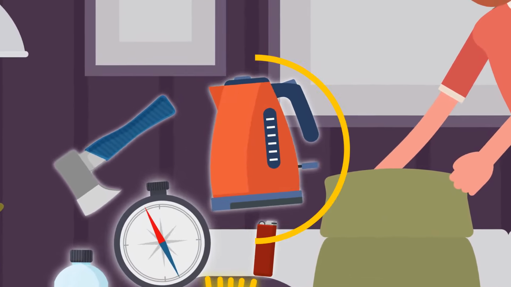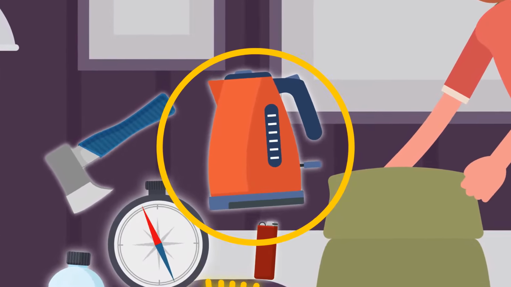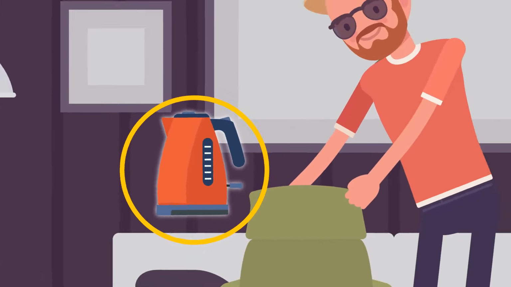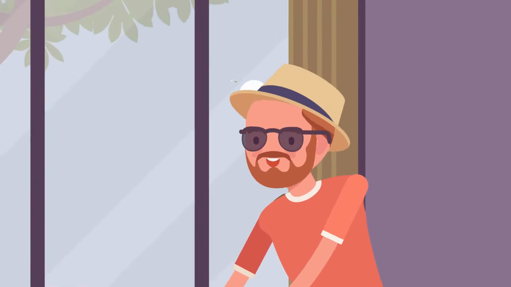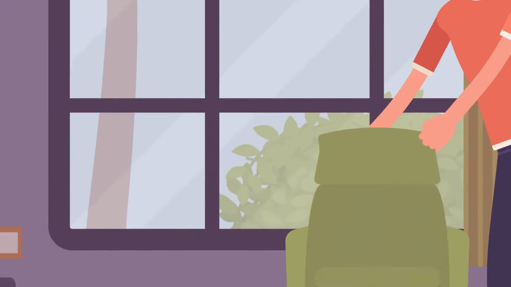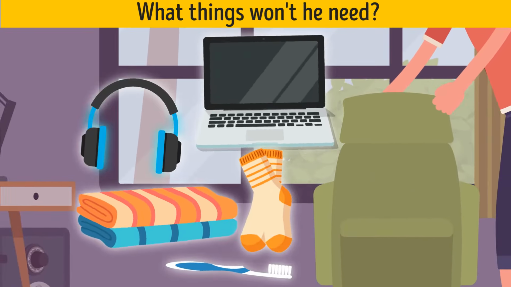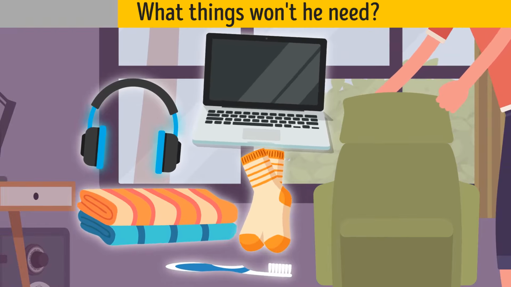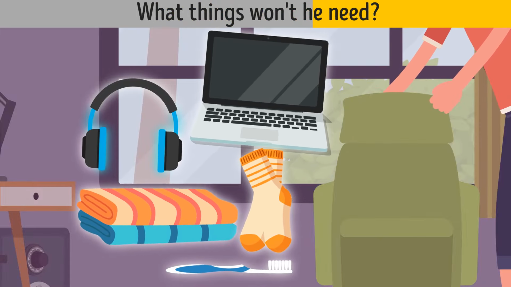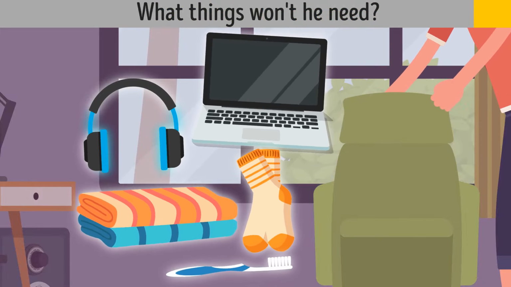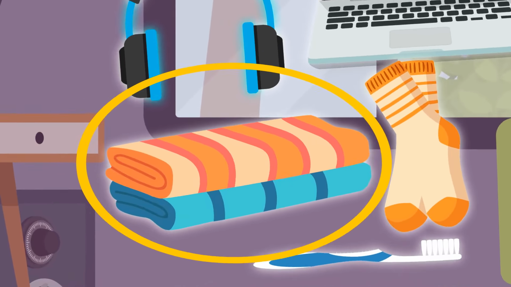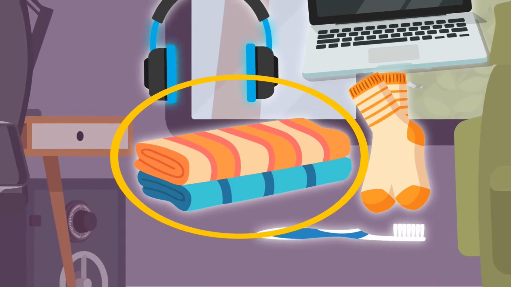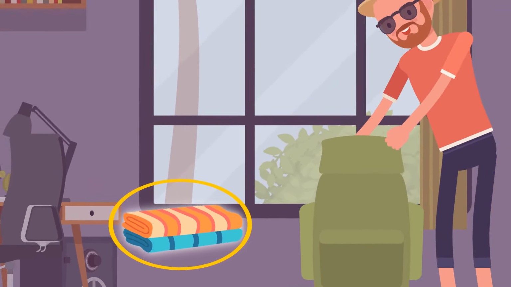Look, there's an electric kettle. There's no electricity in the forest, so he can definitely leave it at home. Now look at what Oliver has packed for a weekend at his parents' house. What things won't he need? There are 2 huge towels. I'm pretty sure his parents have spare towels. He can leave them at home.